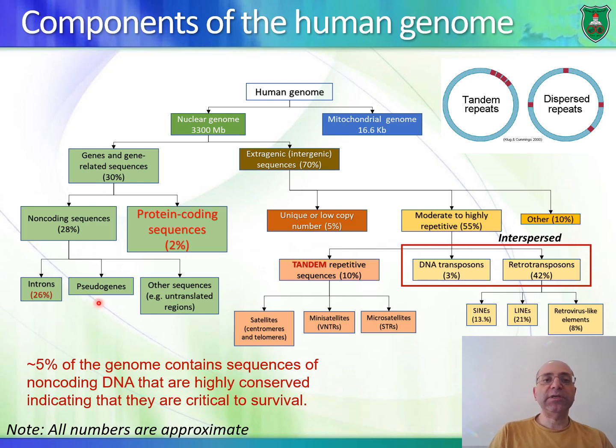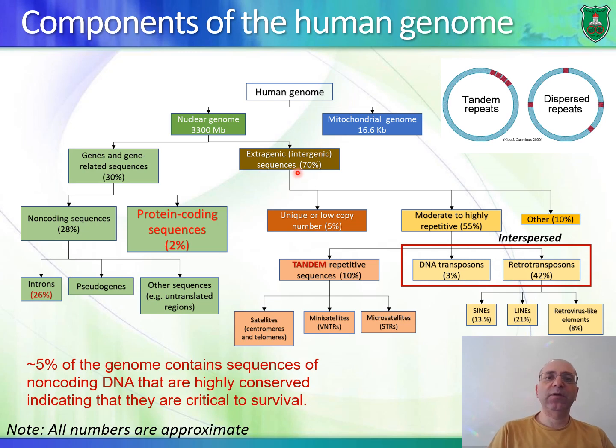We have pseudogenes and other sequences as well, like untranslated regions that are part of the messenger RNA, but they do not get translated into protein, and we'll talk about this in the translation lecture. Okay, so let's talk about extragenic or intergenic sequences, which constitute about 70%. By the way, these numbers are approximate, okay? So you can memorize them if you want, but they will keep on changing year after year. So extragenic, like outside of genes, okay? Intergenic means like between genes, okay?